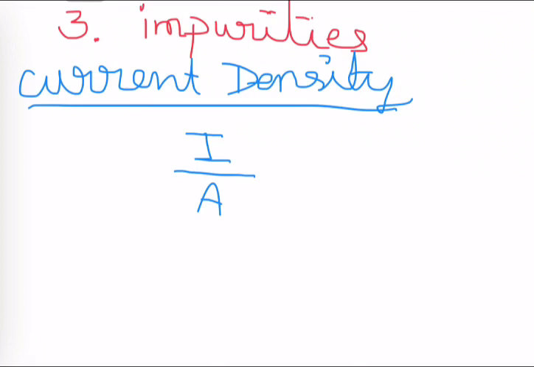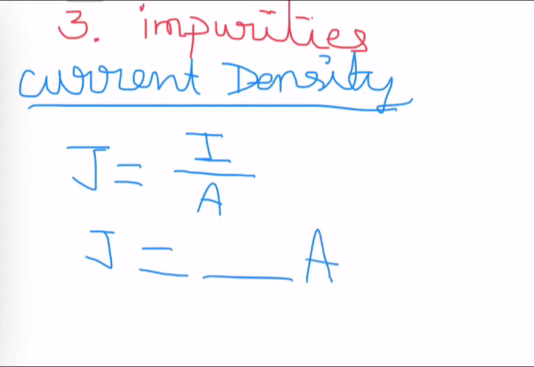What is the symbol used for current density? J is equal to I by A. Current density is equal to current divided by area of cross section, that is, current per unit area. Tell the unit of current density: numerator ampere, denominator area, which is measured in meter square. So ampere per meter square.